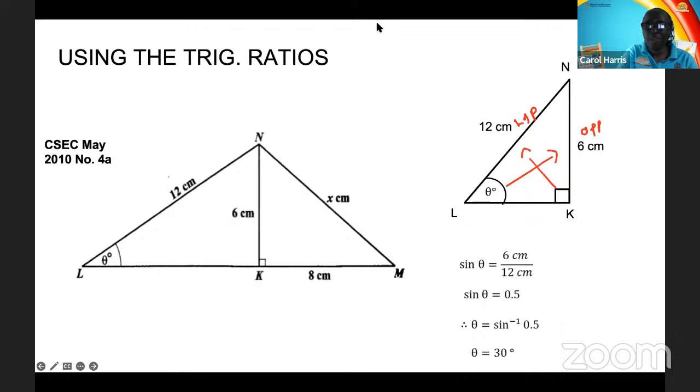So remember that if I'm trying to find an angle, I must use the inverse trig function. I must find the inverse trig function because the inverse trig function tells me an angle that has a certain ratio. So the angle that has a sine ratio of half would be 30 degrees. Okay?